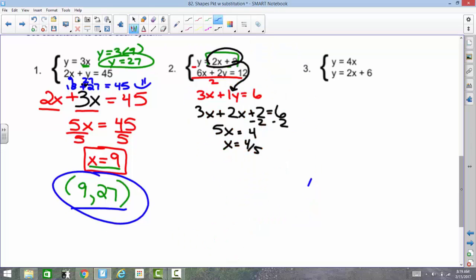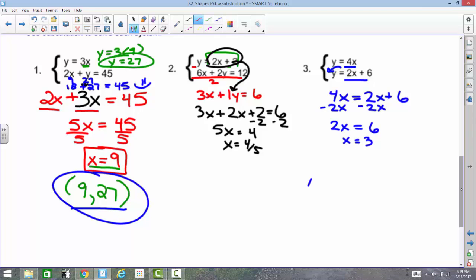We're going to go on to 3. You have y equals 4x and then you have y equals 2x plus 6. Because those both equal y, you can set them equal to each other. It's kind of like substituting the 4x in for that y. So then to solve this, subtract 2x. So 2x equals 6, and then divide by 2, so x equals 3.